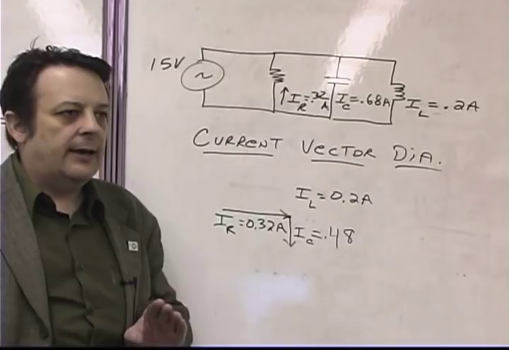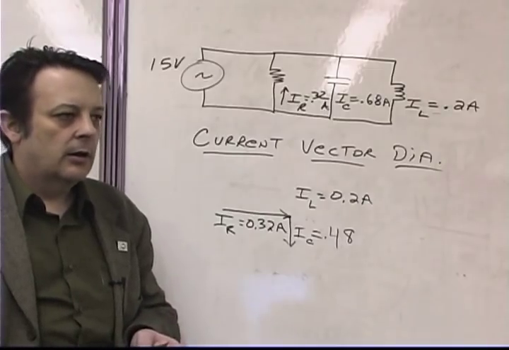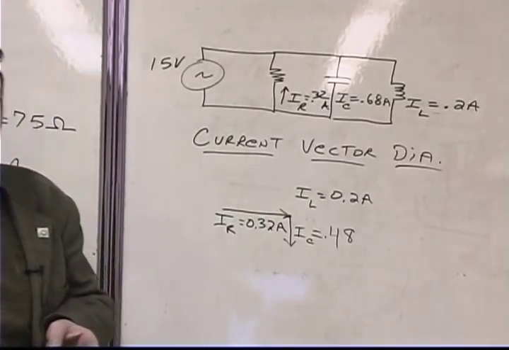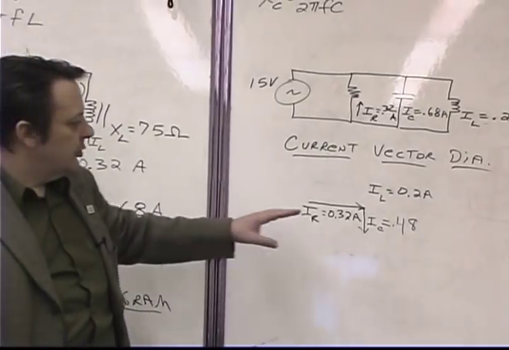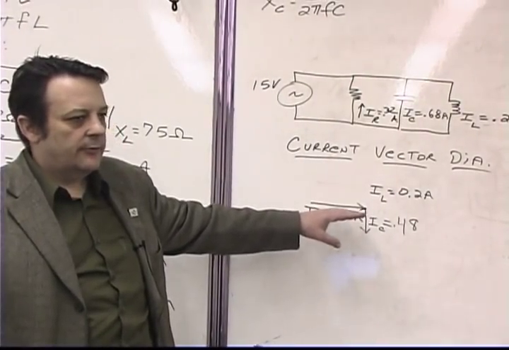Can anybody guess where you would see that? Can anybody guess where you would see a vector like this? A factory?